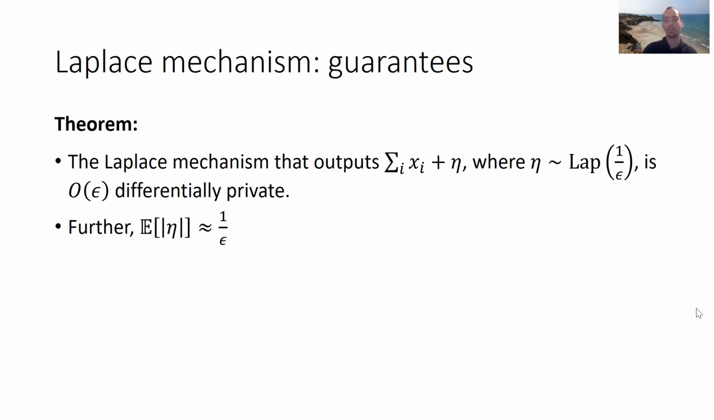So let's look at the formal guarantees of this algorithm. This mechanism is epsilon differentially private if the noise that you add is of magnitude roughly 1/ε. So the magnitude of the error is going to be roughly 1/ε. And if the data set is large enough, maybe the data set size can be 1 million, then the 1/ε noise that you add will be quite negligible. So, any questions about this mechanism?